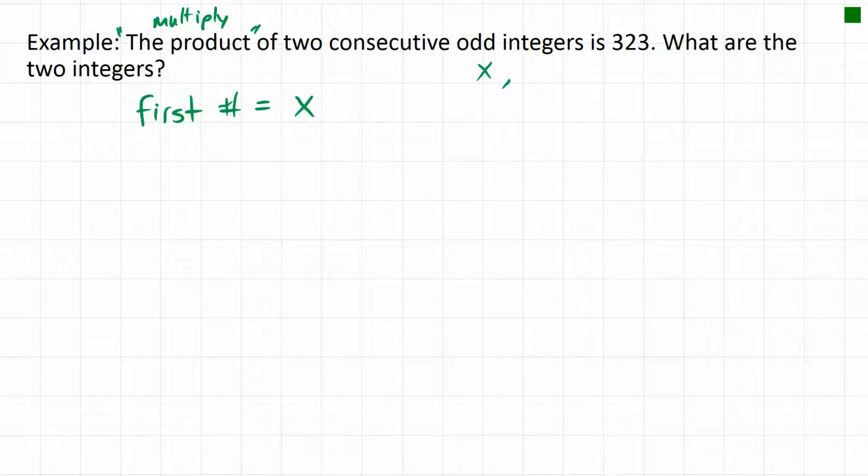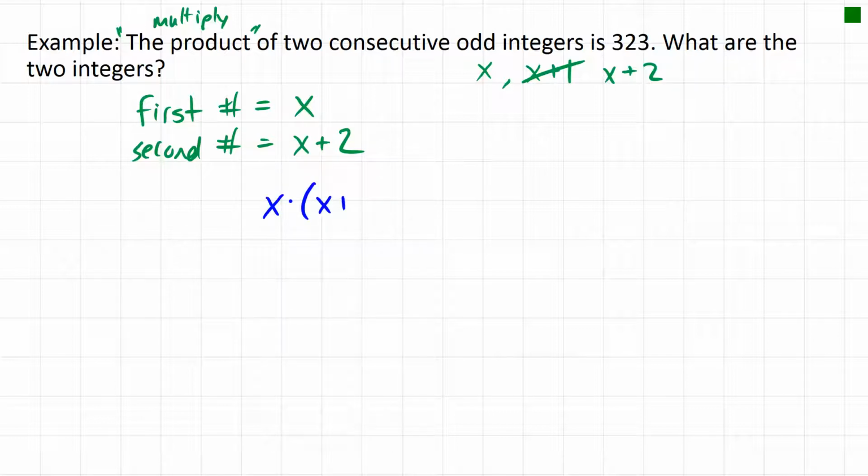Well, what's our next one? Well, it can't be x plus 1, because that would be an even number. So it has to be x plus 2. So the second number, if x is an odd integer, the second odd, or the consecutive or next odd integer, would be x plus 2. Well, I can use those to write this equation. The product of these two numbers, x times x plus 2, is 323. What are the 2 integers? Well, let's go ahead and solve this equation.